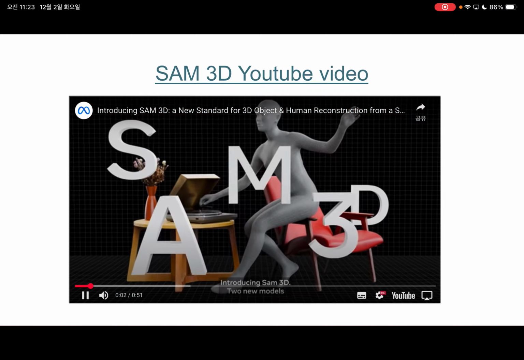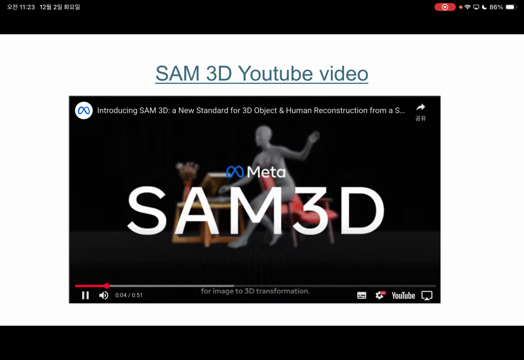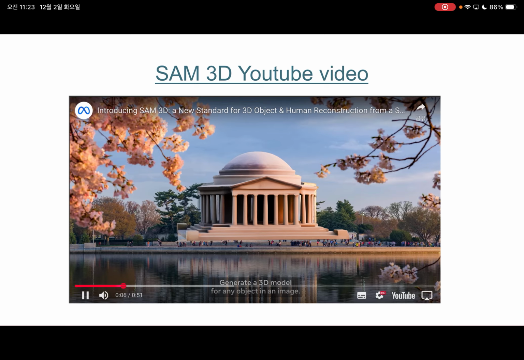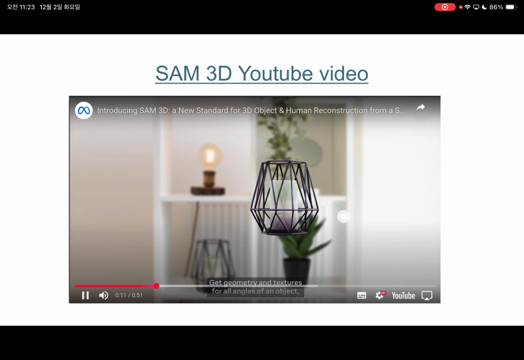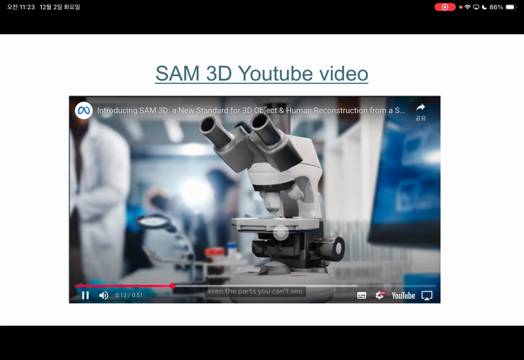Introducing SAM 3D, two new models for image to 3D transformation. Generate a 3D model for any object in an image. Get geometry and textures for all angles of an object, even the parts you can't see.